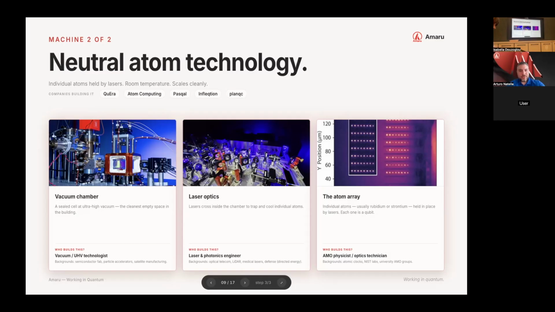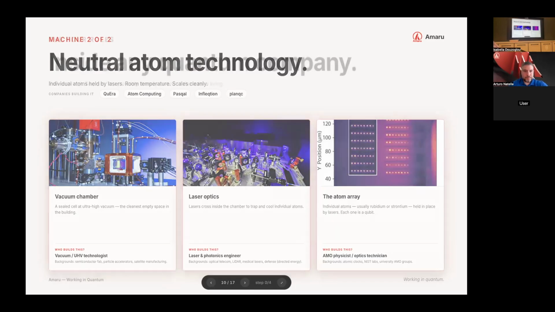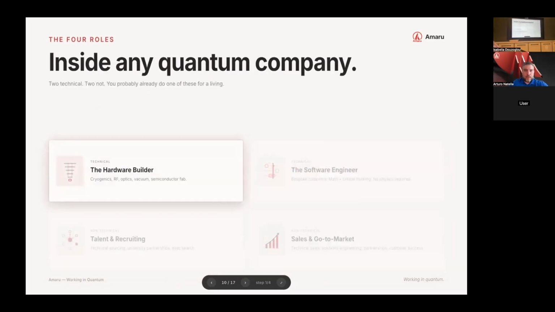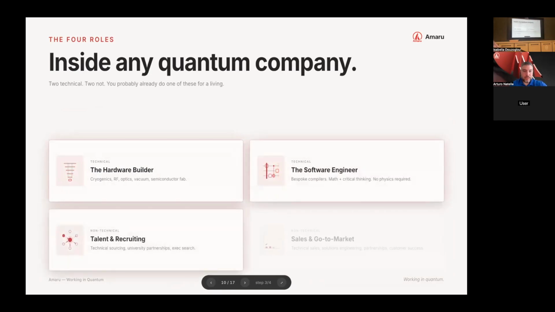The technical skills required for this, I would argue, are in some ways a little bit more accessible. And I think the industry has a little bit more talent for this because it's not requiring the type of specialization needed for superconducting. Okay, so inside a quantum company, you have hardware builders, you have software engineers, talent recruiting, and sales and go-to-market.